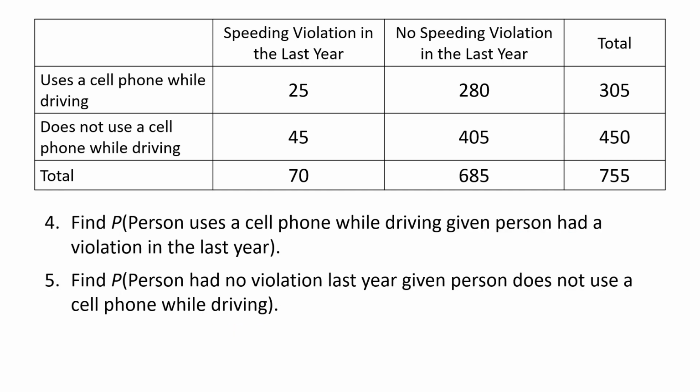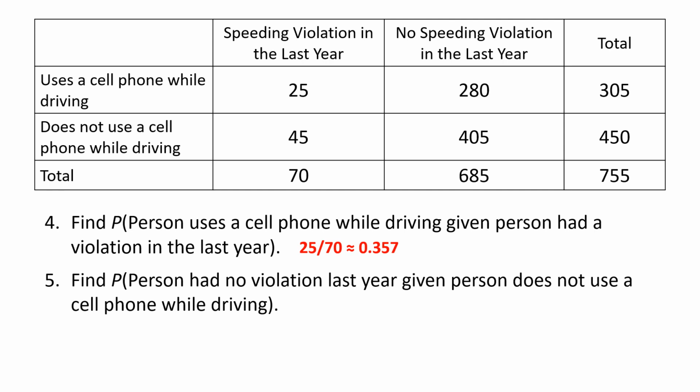Number 4, find the probability a person uses a cell phone given the person had a violation in the last year. Okay, this is our first conditional probability. We're given that the person had a speeding ticket in the last year. So that means we're only looking at this group. So our sample space is no longer 755, it is 70. We ignore everything else, so we're only looking at the 70. Out of the 70 people, how many of them used a cell phone while driving? Well, that would be 25. So our conditional probability would be 25 out of 70.